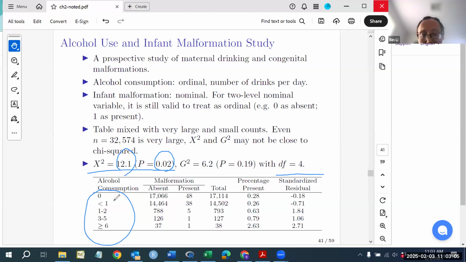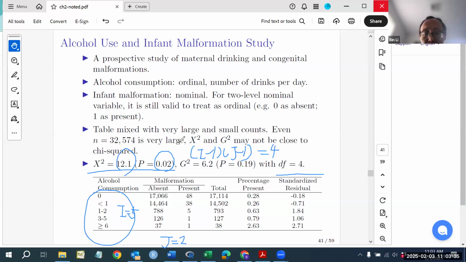Why? Because how many rows do we have? So here I equals what? 5, right? And J equals what? How many columns? J equals 2. So what is the degree of freedom for the chi-square? It's I minus 1, times J minus 1. So I is 5, that's 4. J is 2, that's 1. So that's why this is 4, right?